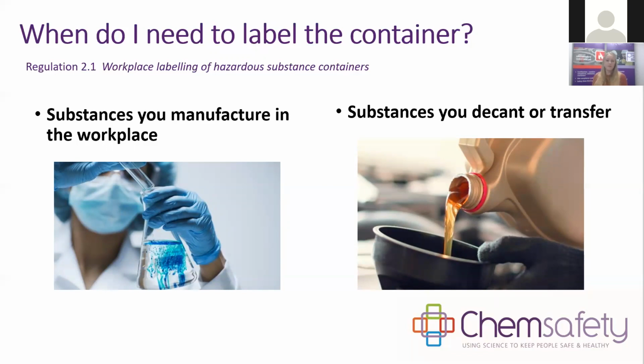The other possibility is substances that you decant or transfer into containers of 40 litre capacity or less. And this could be a case of I'm transferring into a smaller container to be used at different places around my site. In both of these cases, these must not be for supply outside of the workplace. If you are supplying a substance, then you need to be producing compliant labels in regard to the EPA labelling notice.